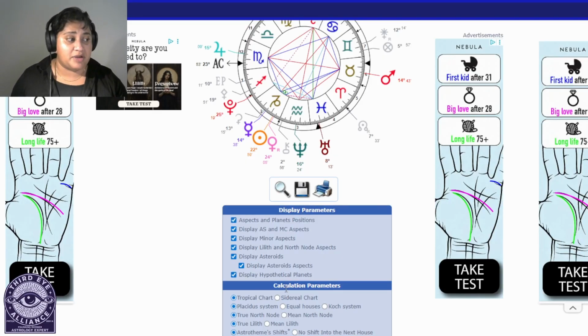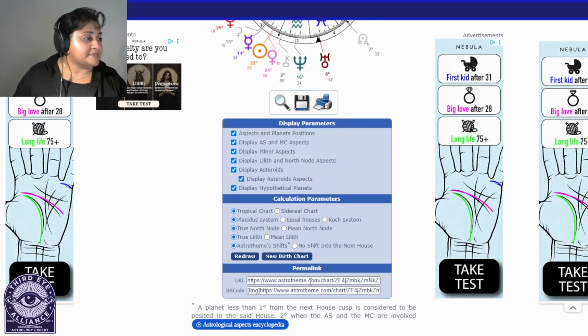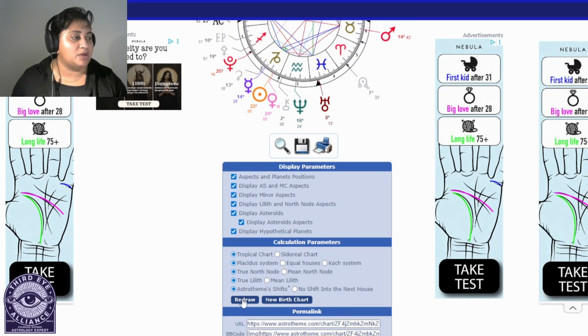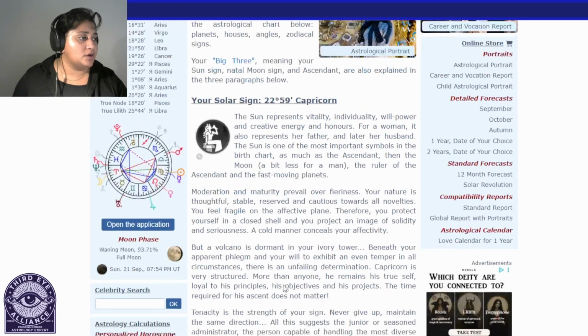Let's say we highlight all of them, right? You definitely don't want to do that, okay? It's going to get very confusing, and I'll show you. Again, we can go sidereal, we can go equal houses, Koch system, true North Node versus mean North Node. The possibilities are endless. And then we make all the changes that we want, we go redraw. Hopefully it'll redraw.